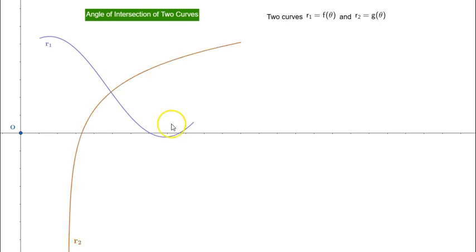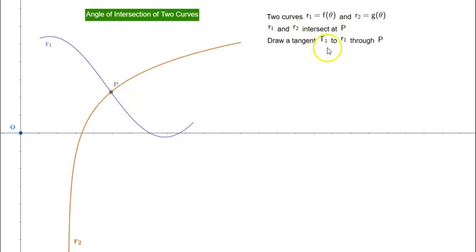Let us look at angle of intersection of two curves. So two curves, R1 is equal to f theta and R2 is equal to g of theta. So let's say this is f of theta and this is g of theta. So this is R1, this is R2. R1 and R2 intersect at P.